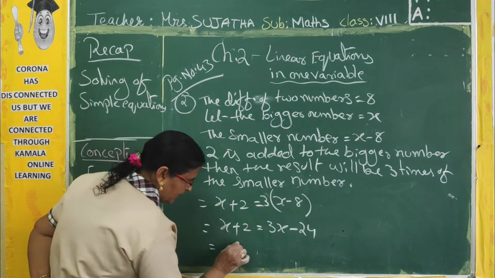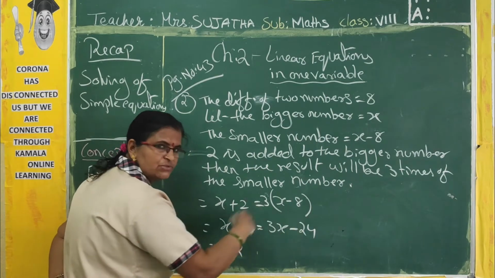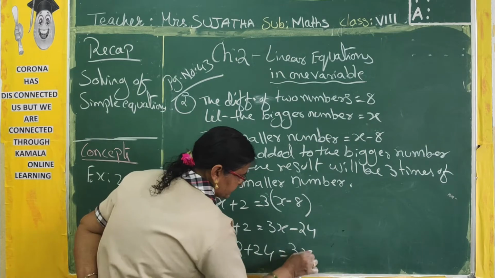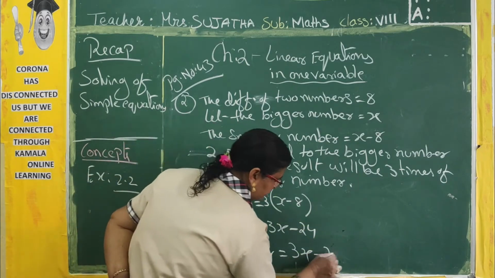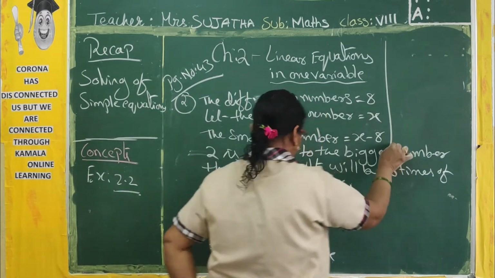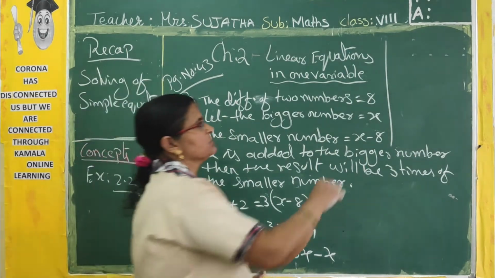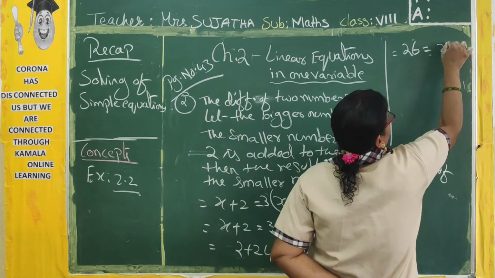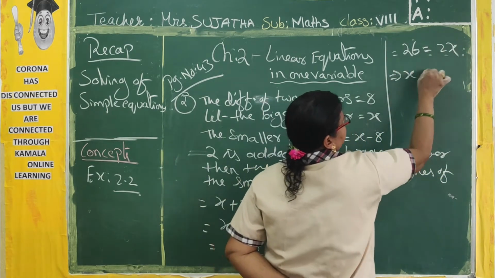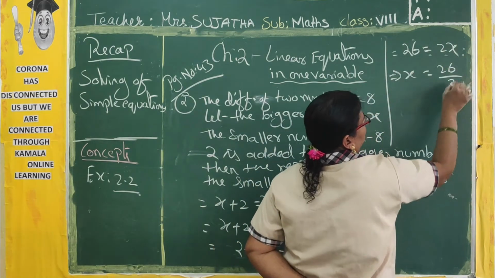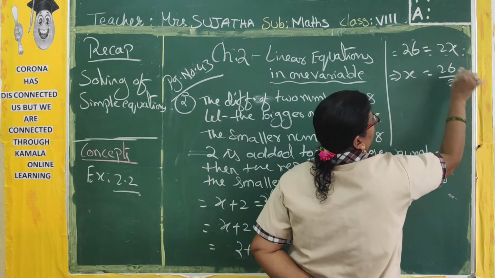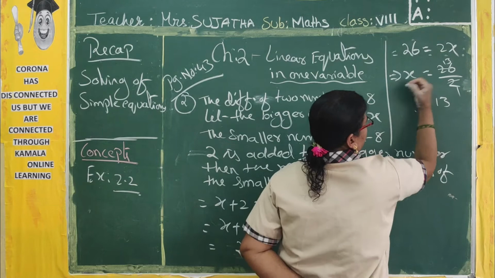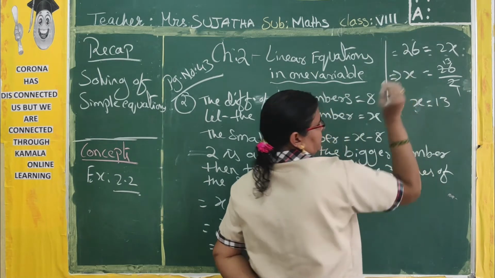Now this plus 2 I will keep here only. Now this minus 24 will come to this side, it will become plus 24. Now, 3x, this plus x will go to that side, it will become minus x, so 2x. Now 24 plus 2, 26. So 26 is equal to 2x. It implies x is equal to 26 by 2. 2 ones are 2, 2 thirteens are 26. Therefore, x is equal to 13.